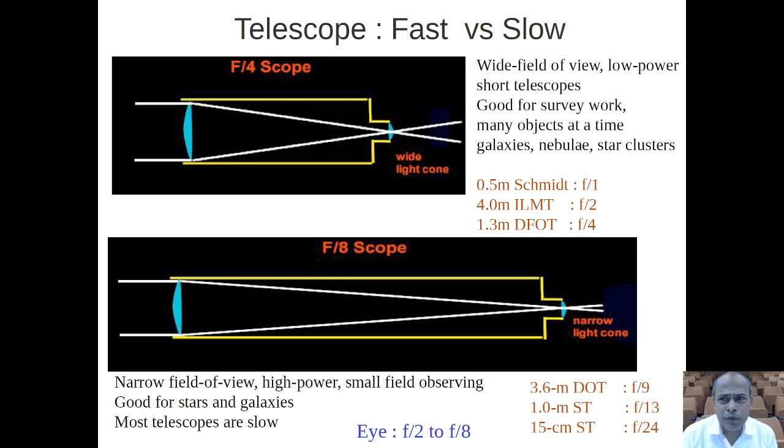Now if we want to study in detail, then we need a slow telescope. This has a narrow field of view, and it is high power; it is used for small field observing. It is good for stars and galaxies when you want to study in detail. For example, the 3.6 meter Devasthal optical telescope has an f ratio of 9, the 104 centimeter Sampurnanand telescope is f/13, and the 15 centimeter solar telescope has an f ratio of 24. You remember the eye, which can change its f ratio from f/2 to f/8.